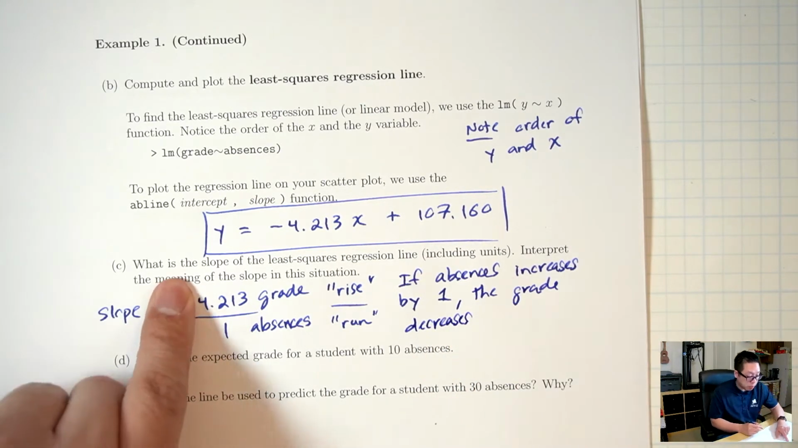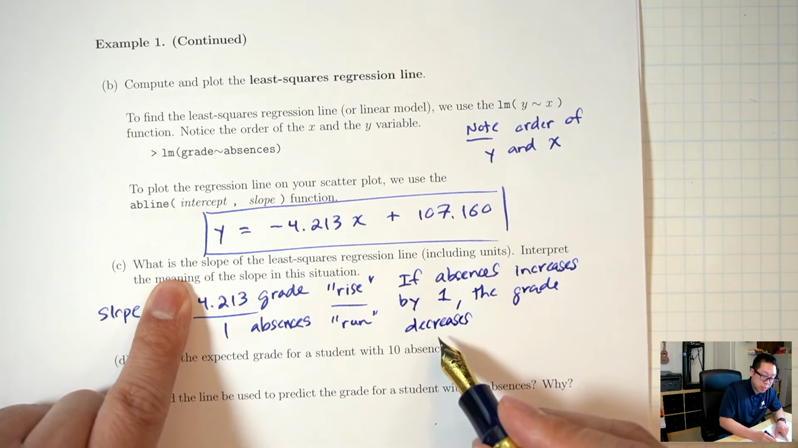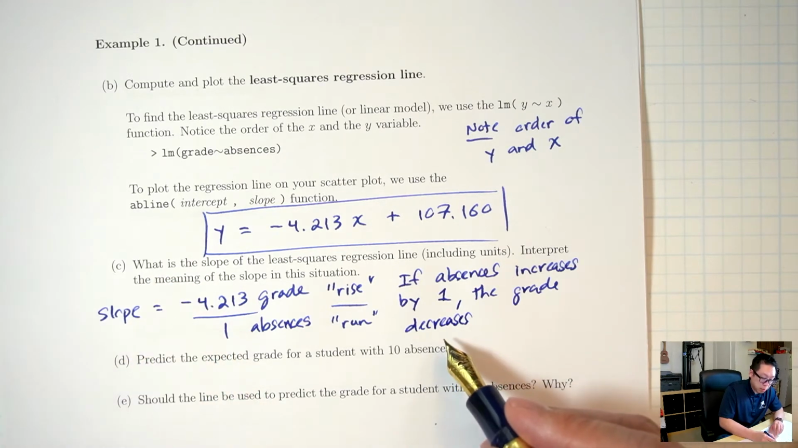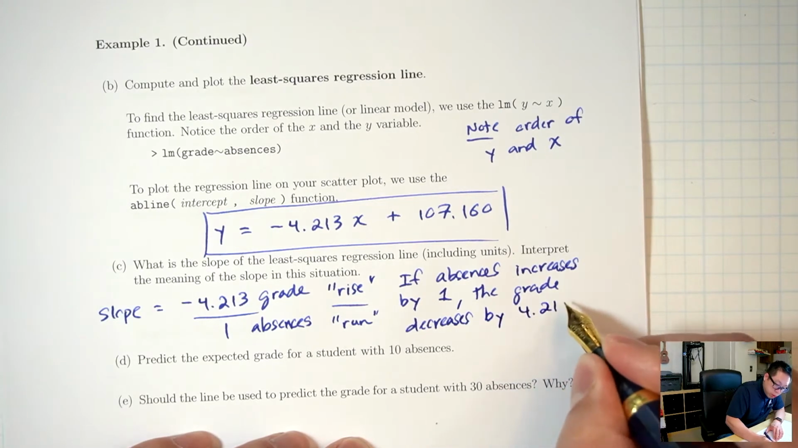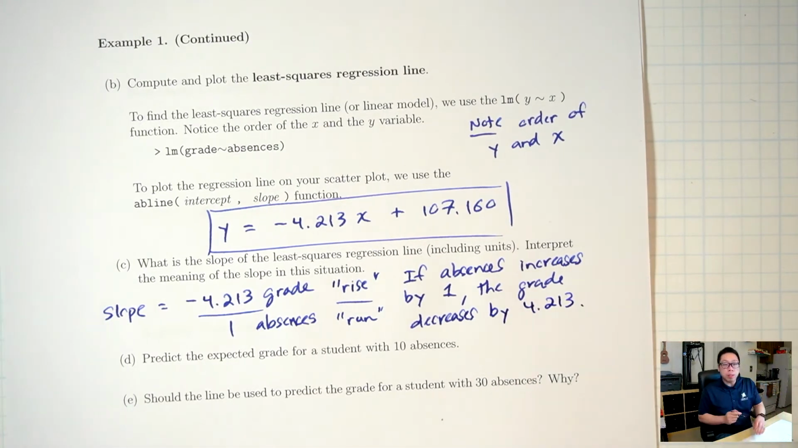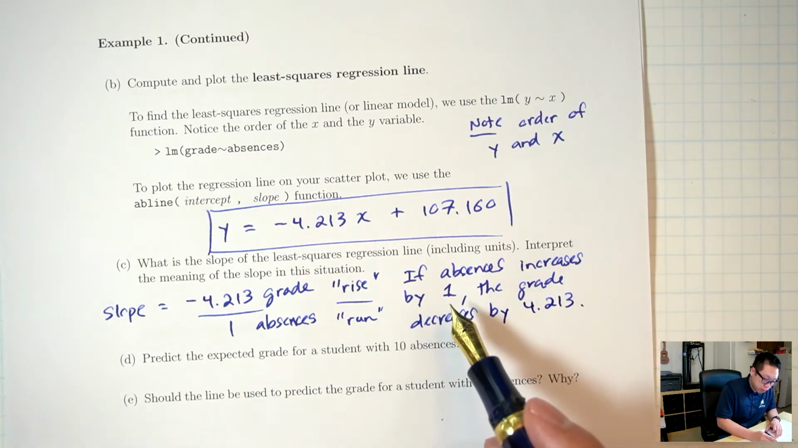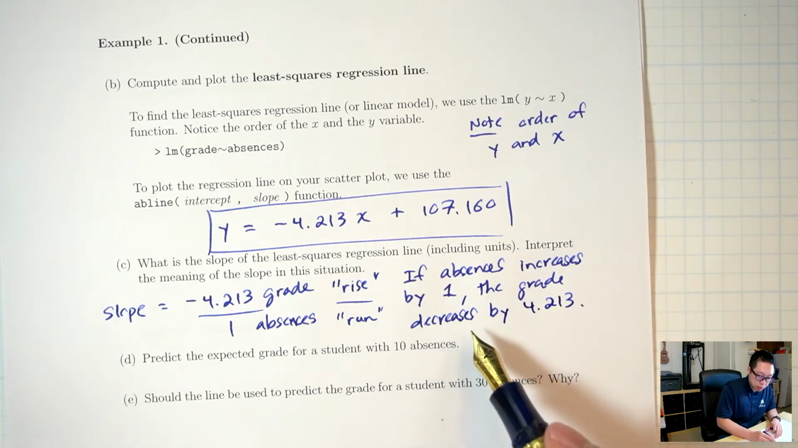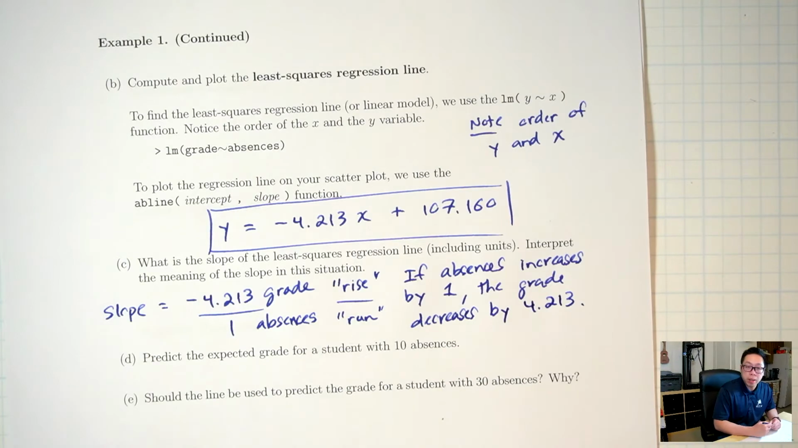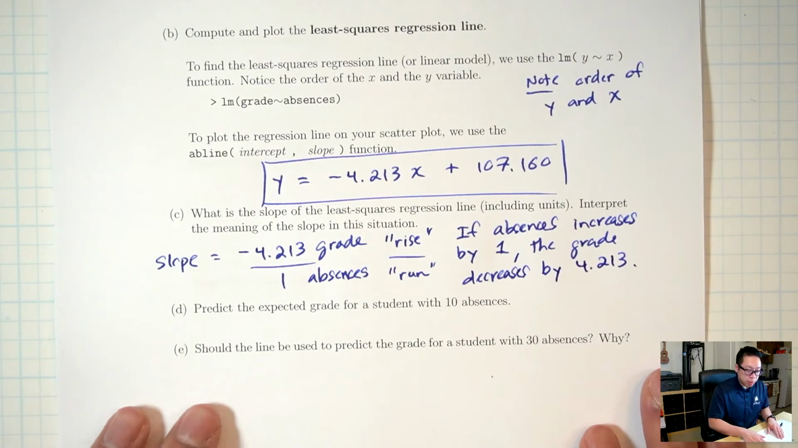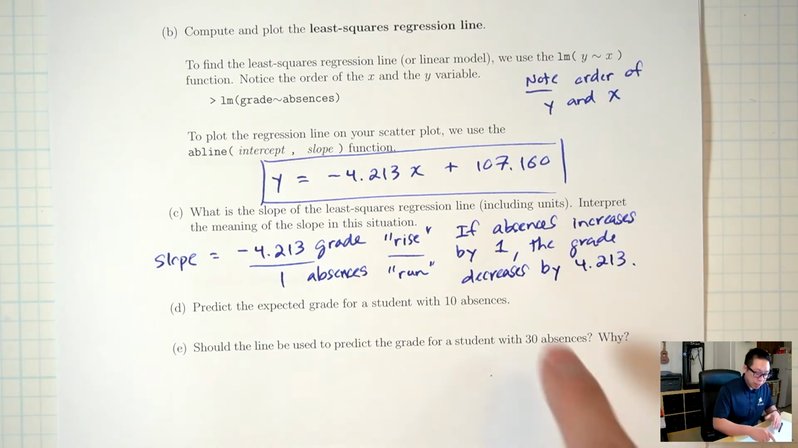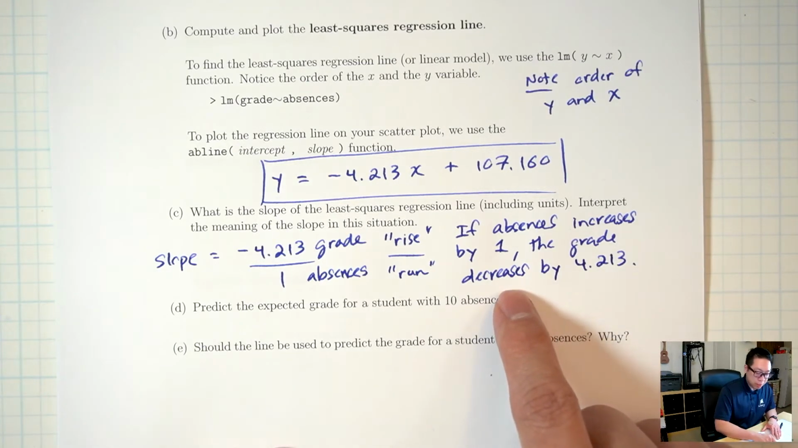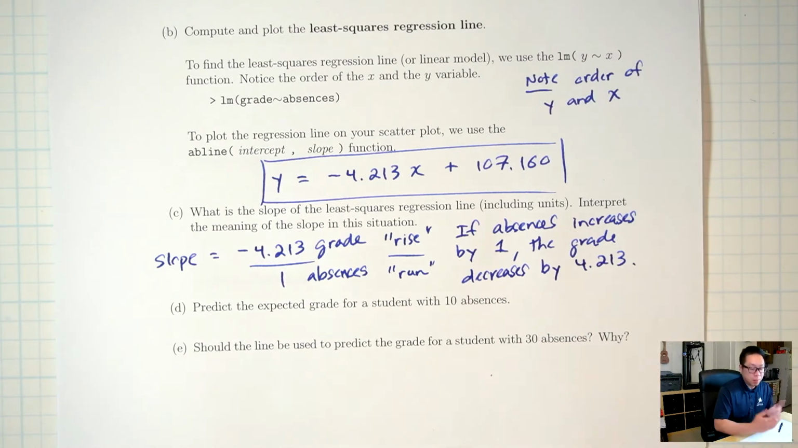If that negative wasn't there, and that was a positive 4.213, you would say increases. But because it's negative, it's going to be decreases by 4.213. Okay, so what the slope is telling us is that if the absences go up by 1, the grade goes down, or decreases, by 4.213. Maybe a better way to say this in English would be, for every absence that a student has, their grade decreases by 4.213. Okay, but you can always write it in this way.